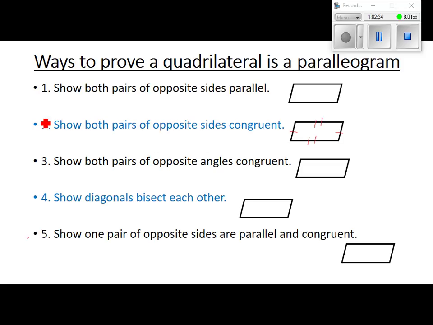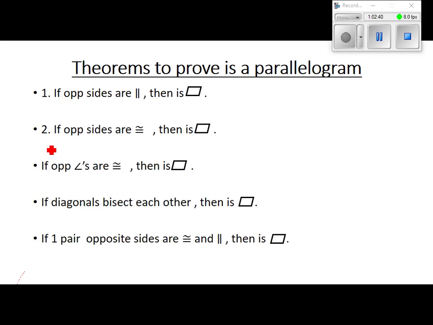Ways to prove a quadrilateral is a parallelogram. These are ways to prove that it is a parallelogram. Notice they all end with what? "Is a parallelogram." So this is what we're doing to prove something is a parallelogram. These are the theorems to prove it is.